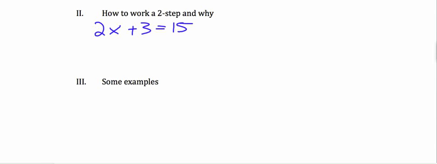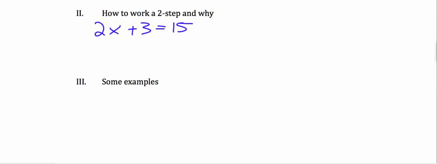So basically the whole idea is that we're going to work it in a very similar way. We need to get the x by itself, so that means we need to find a way to get rid of the 3 and get rid of the 2. We are going to get rid of them in the exact same way. We need to subtract 3 and we need to divide by 2.